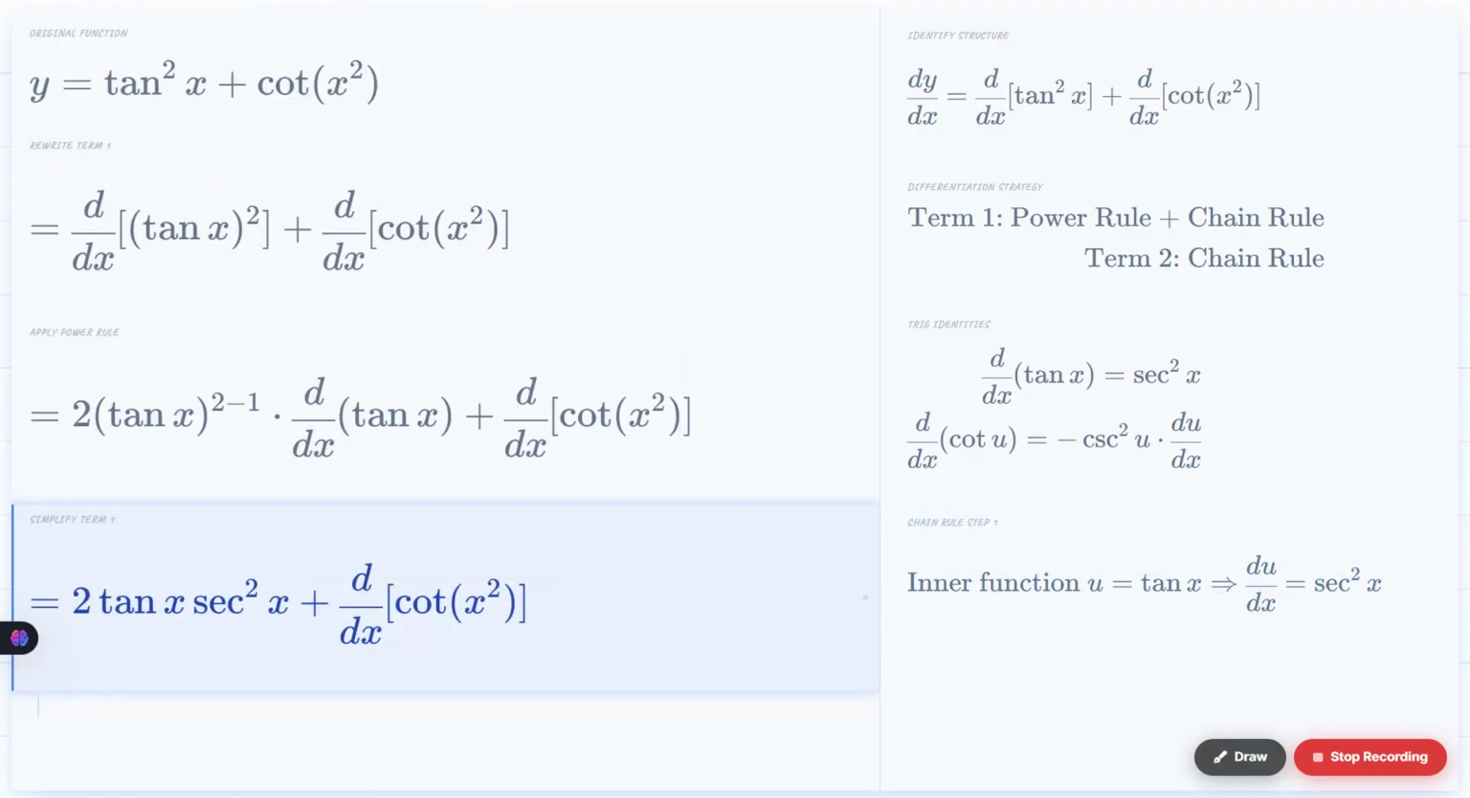We simplify the first part to get 2 tan x times sec squared x plus the derivative of cot squared x. We do this to make the equation shorter. We used the result from our previous step.